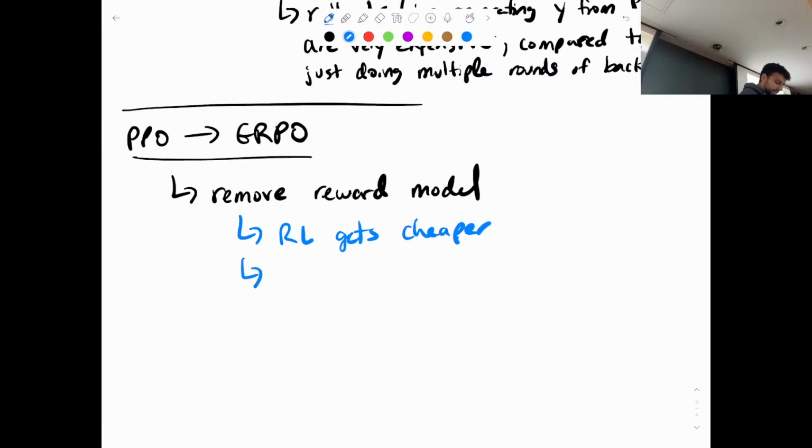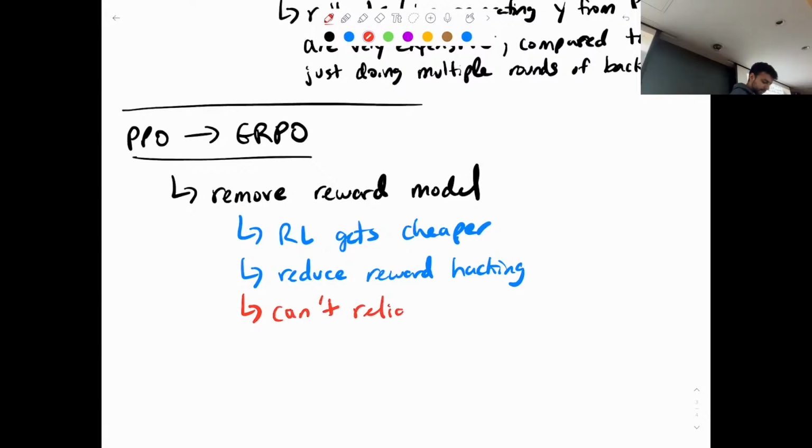It also, depending on how you replace this reward, could reduce reward hacking, which we already noted was a big problem of the standard RLHF reward models. The problem is, and we'll get more into how we do this removal in a way that still gives us a useful reward signal, but if we get rid of a reward model, we can't reliably compute a reward for many tasks.